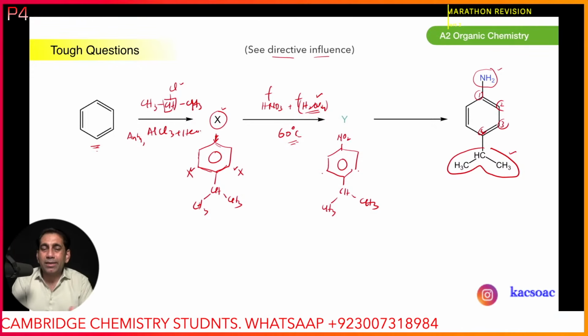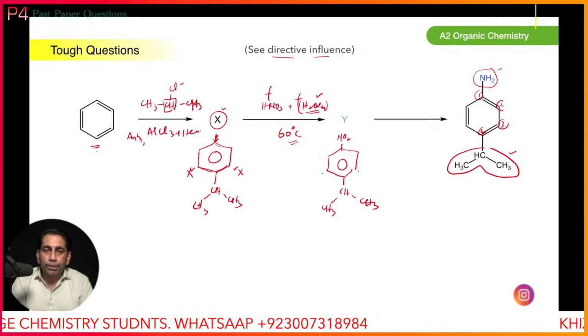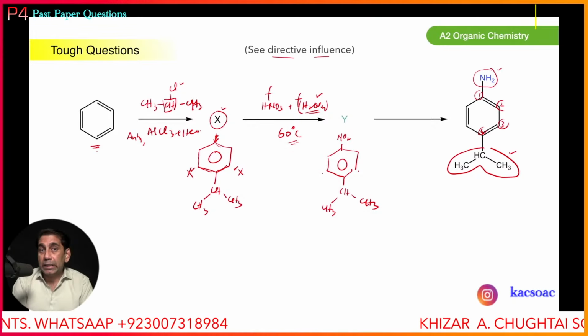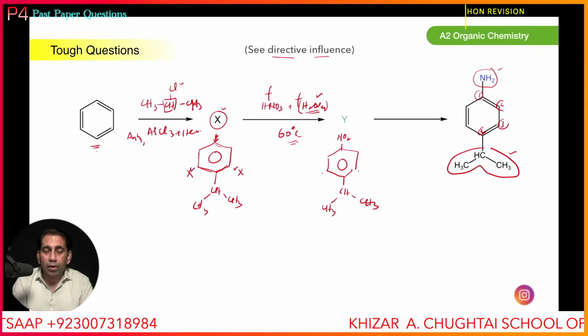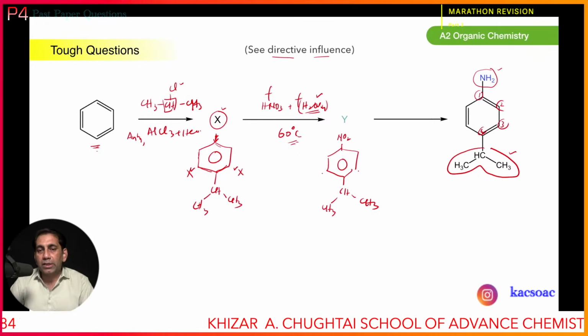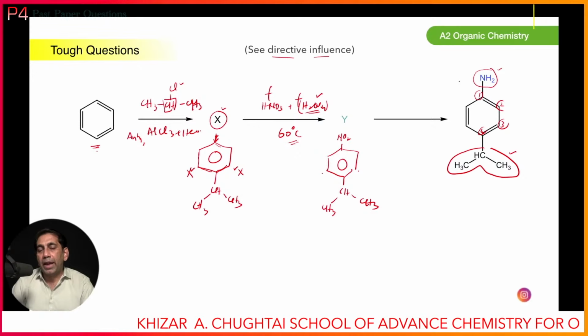But in this case, it's the least activating group. So most probably we will have to use sulfuric acid, or we will have to heat as well. So the last step is to change this nitro group into an NH2 group.